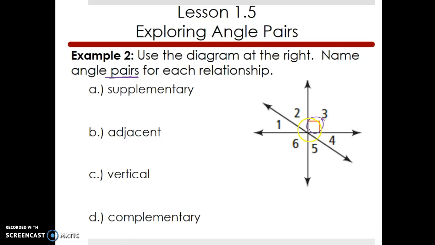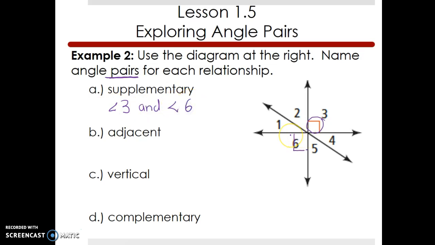supplementary add up to 180. So I see a 90 degree here, but I don't have any other angle measures. So it has to be two 90 degrees that add up to 180. But there is no marking for 90 degrees. However, we do know vertical angles are equal, right? We went over it when I was going over the definition. So if angle 3 is 90, angle 6 is also 90. And what is 90 plus 90? 180. So angle 3 and angle 6 are supplementary.